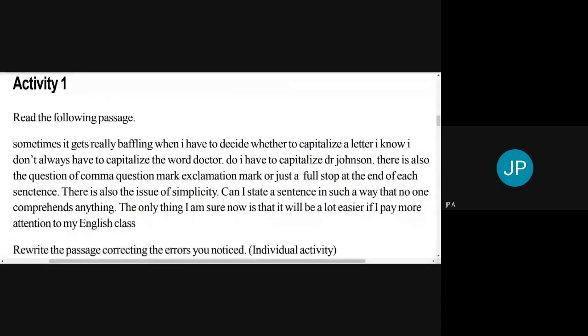You can correct those errors and send the same passage, paste the same passage without mistakes in the Google Classroom. We have a Google Classroom, so correct this passage and paste it there, without the mistakes. Okay, so that is the task for you. You can type or you can copy the passage. If you want, I can copy the passage for you here.